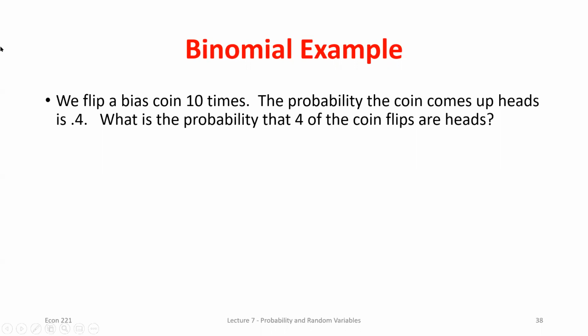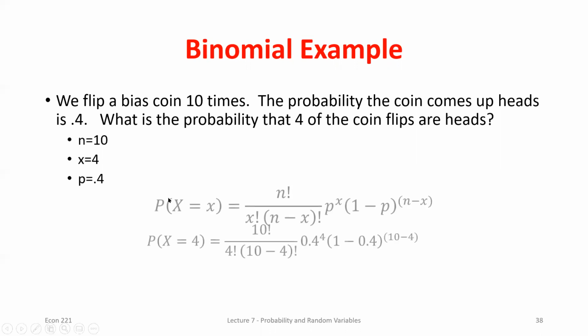My probability of success on any one trial is 0.4. And the number of successes I'm interested in finding the probability of would be 4. So X would be 4 here. From there, I've got that binomial formula in front of me. It's just a matter of plugging those 3 things in. Everywhere I see an N, I'll put 10. Everywhere I see X, I'll put 4. Everywhere I see P, I'll put 0.4.